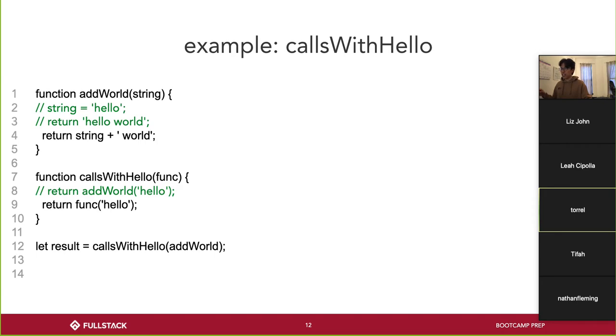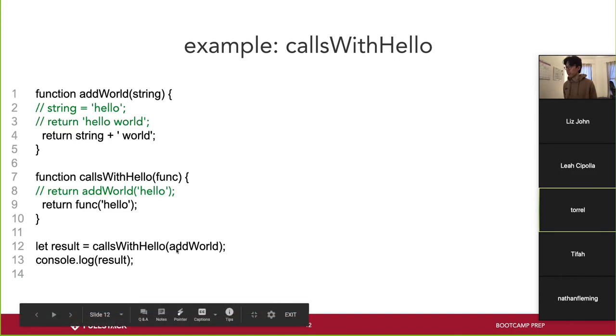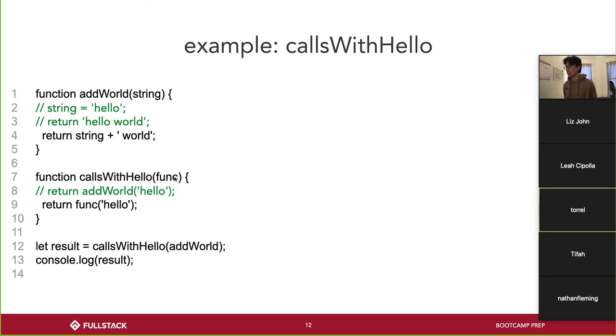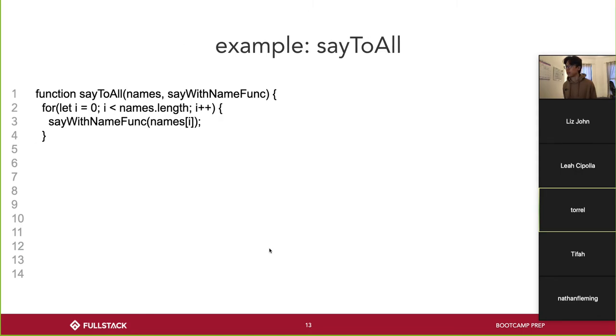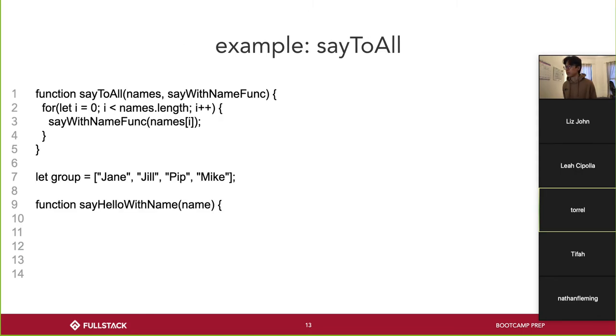Anybody want to take a stab? Yes, great work, Liz. It is hello world, because we're passing in the add world function, and that becomes func, and so we're essentially aliasing hello world to be func, and we're just calling add world with hello, and that should return hello world. So what is this doing right here?